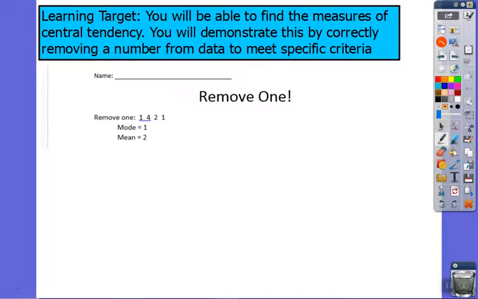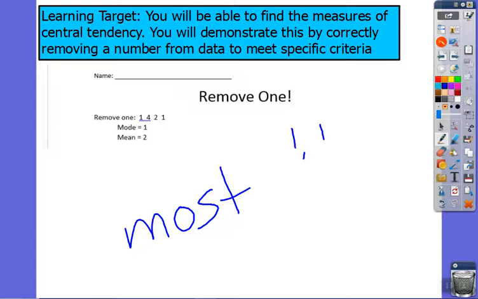Okay, so here's our first one. We've got 1, 4, 2, and 1. We want the mode to be 1 and we want the mean to be 2, and we've got to remove one of the numbers. So what does the mode mean? The mode means that it is the most. So we want the 1 to be on there the most. So we definitely need to keep both of the 1s. So that means we're either removing the 2 or the 4.